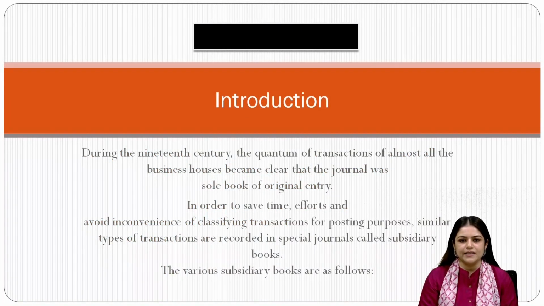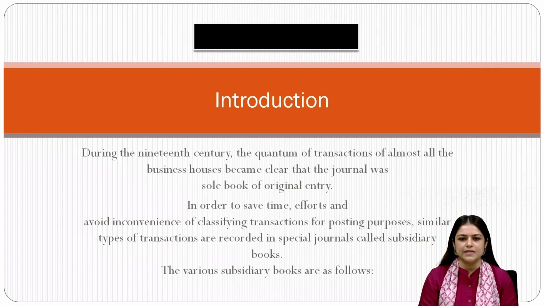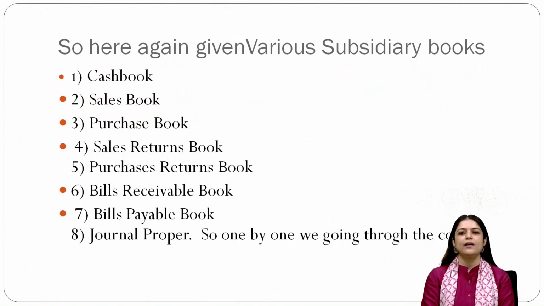During the 19th century, with the quantum of transactions of the business houses, it became clear that the journal was the soul of books of original entry. In order to save time, effort and avoid the inconvenience of classifying transactions for posting purposes, similar types of transactions are recorded in special journals, which are called subsidiary books. The various subsidiary books are as follows.